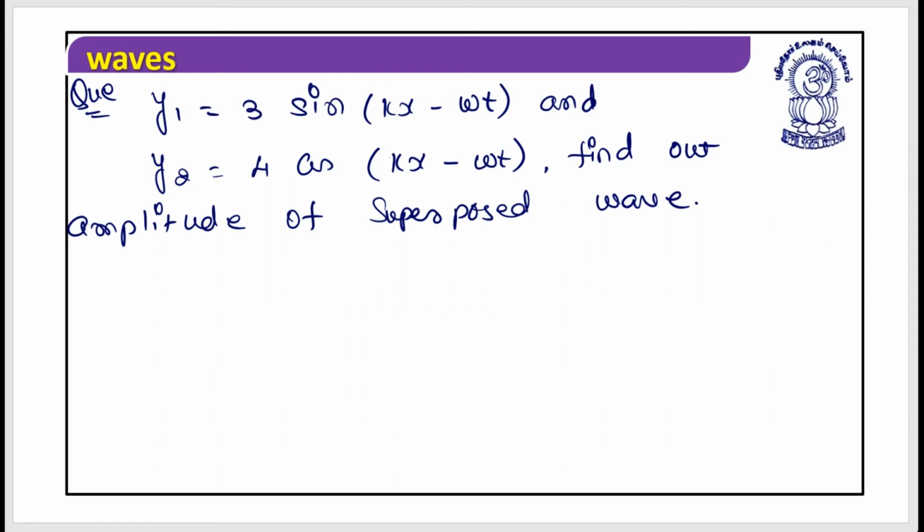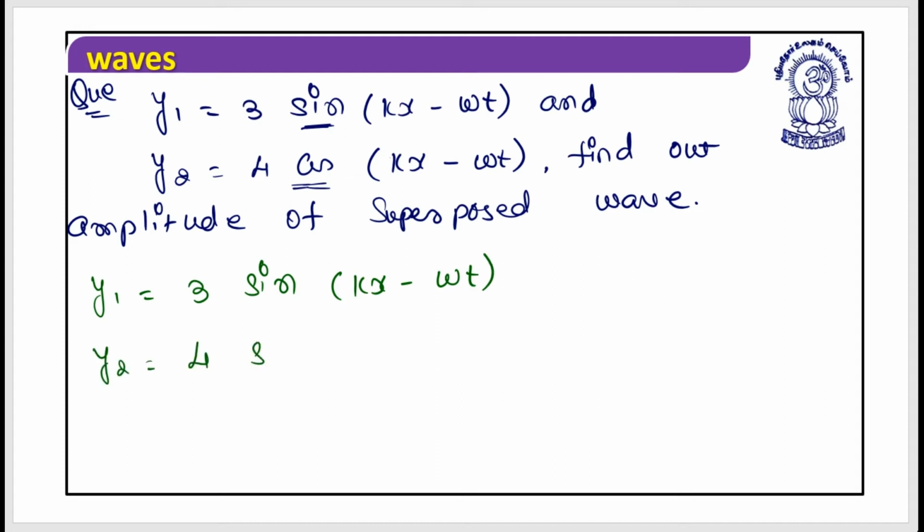How will we do this? First we need to identify the phase difference of these two, and both should be in the same trigonometric function. This is on sine, this is on cos, so I need to convert one of them. Let's convert it to sine. It's 3 sine kx minus omega t, and this would be equal to 4 sine, mind it, it's a cos, I have converted it to sine, kx minus omega t plus pi by 2. Yes, we know that there is a phase difference of pi by 2 between sine and cos, so I have added it. I hope this is clear.